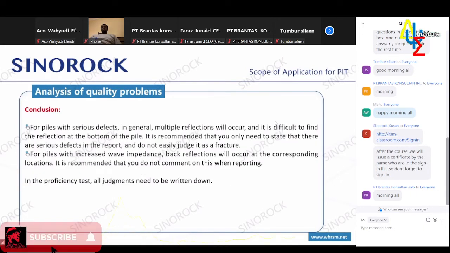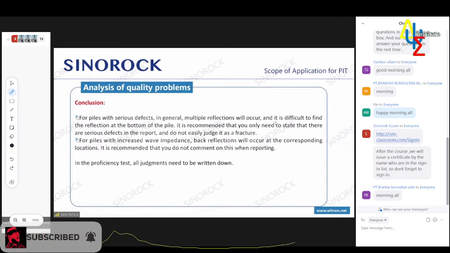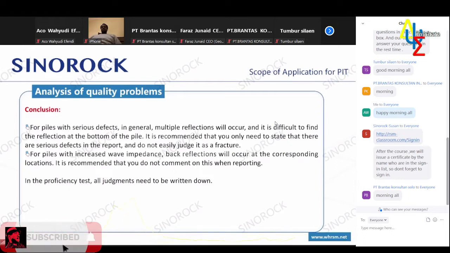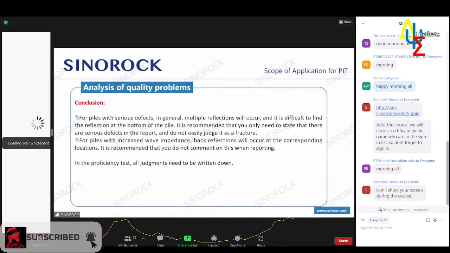We can make some conclusions about defects. Piles with serious defects generally produce multiple reflections, so it is not easy to find the reflection at the bottom of the pile. That is, it is difficult for the stress wave to transmit downward at the location of the defect. Therefore, it is recommended that, when you issue the report, you only state that there are serious defects at the location of the defects, and do not easily judge it as fracture. I will give you an example in the detection technology section.